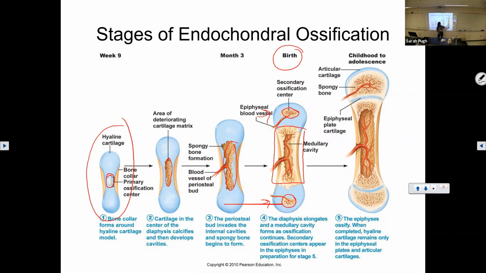And then as that child grows and starts putting weight on the bones and using those bones, you'll see the epiphyses will look a lot more like they do in an adult, okay? They'll fill out with bone.